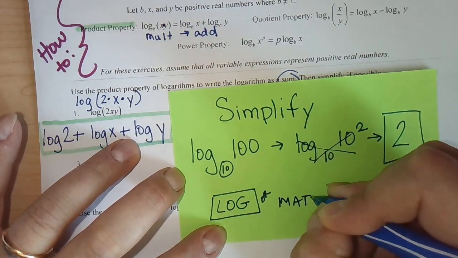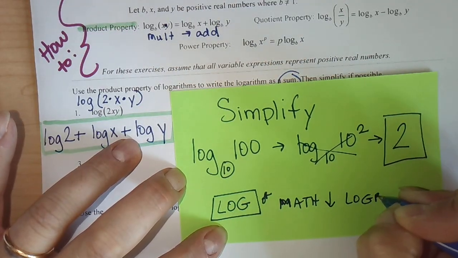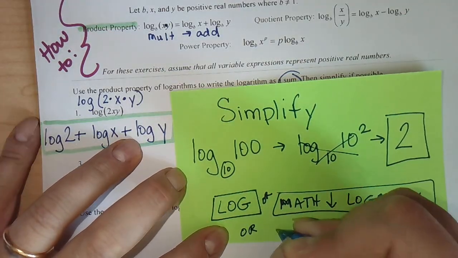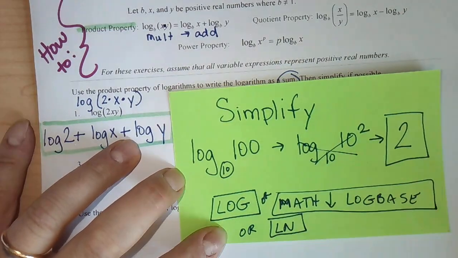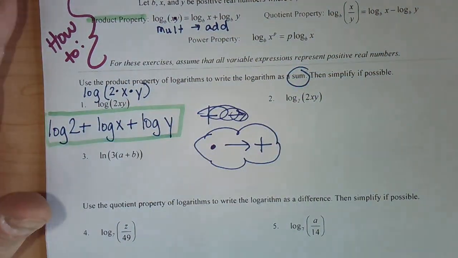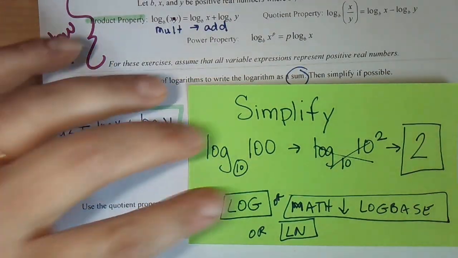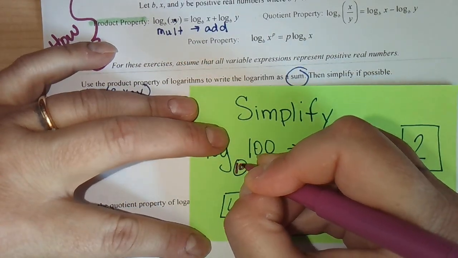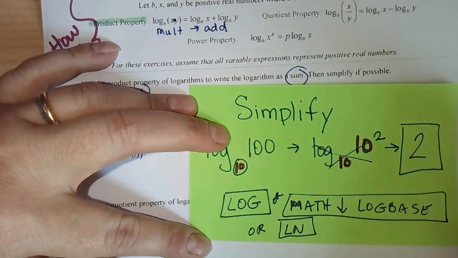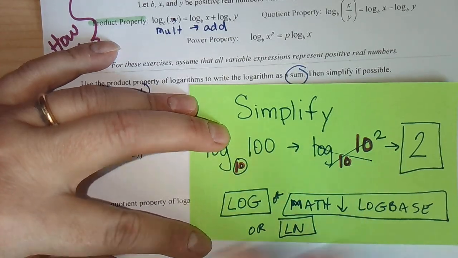You might have to press math, and then down to log base. Or you might have to press that LN button on your calculator. So either you do it this brain way or the calculator way. But either way, to simplify, you have to have the same basement number as you do this big fat number, 10. They have to be the same to simplify.